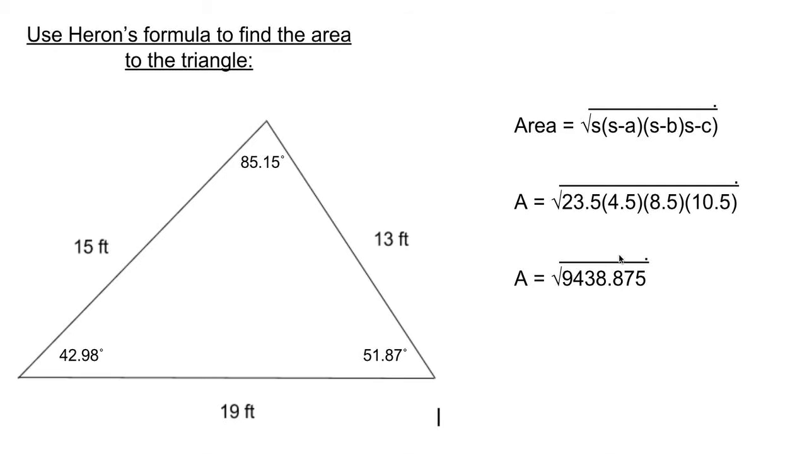Then that multiplied out is going to be the area equals the square root of 9,438.875. And then once you calculate that, you're going to find out that the area is 97.15.